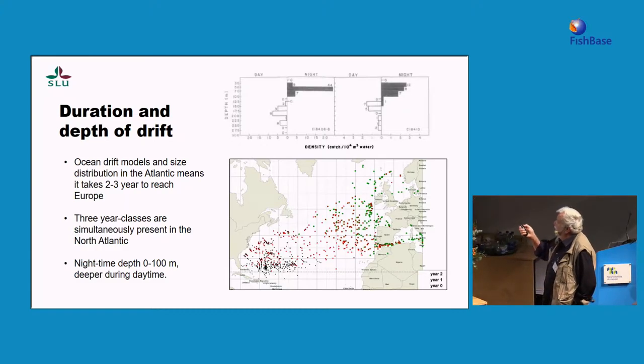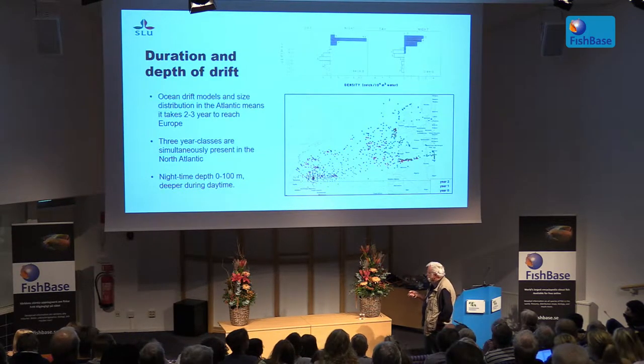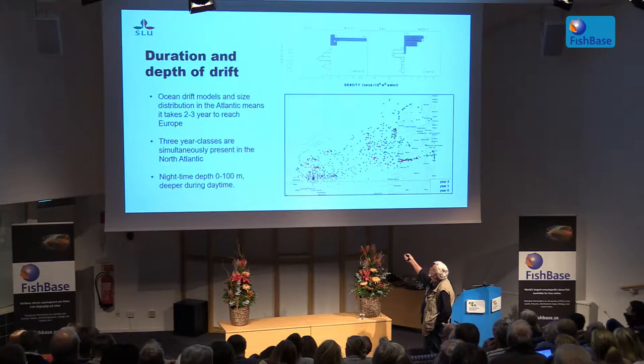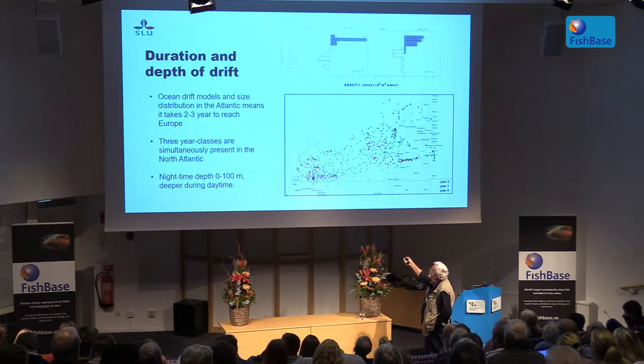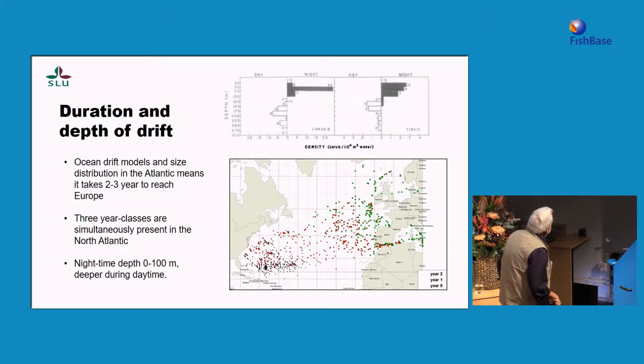And then there has also been data on the vertical migration of the leptocephalus larvae, and it turns out that they do a similar diurnal migration, but much shallower. So they tend to be found around 50 to 100 meters at night, and then down to 100 to 300 meters in the daytime.